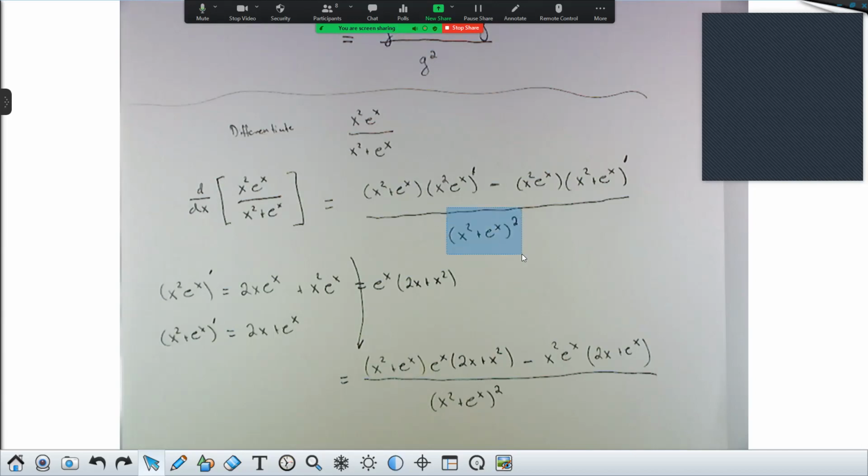So if you have something like this, leave it like this. If it's in the downstairs and it's looking like that, leave it like that. There's no need to multiply these sorts of things out in the denominator, because our hope, if anything, is that we'll be able to cancel one of those factors, and we know we need things factored in order to cancel.